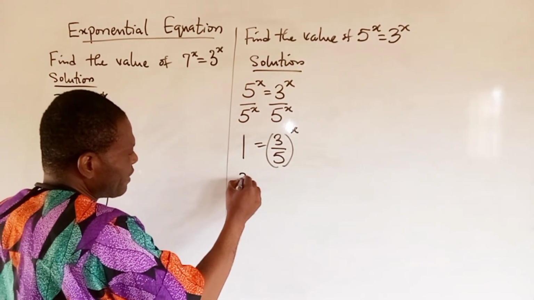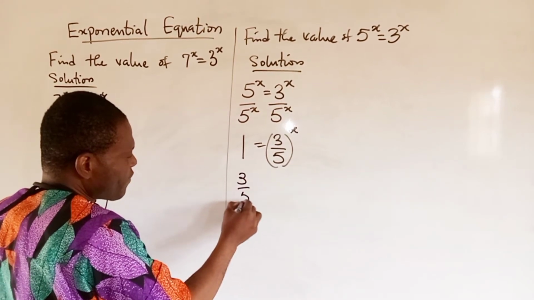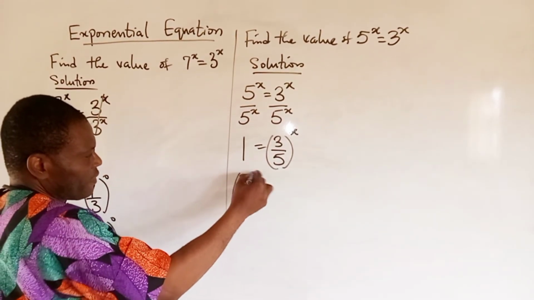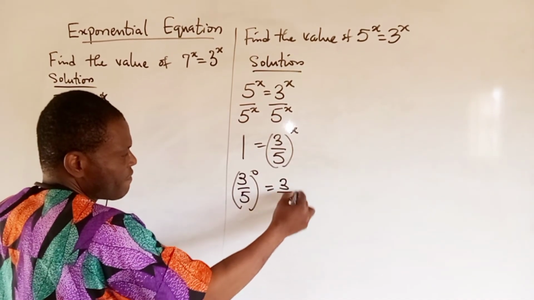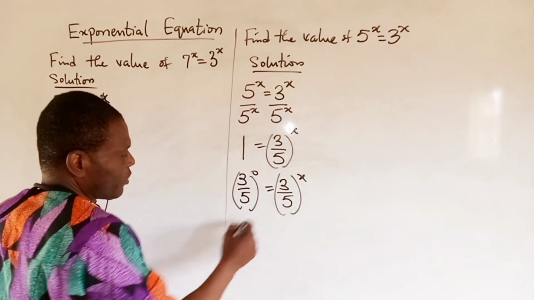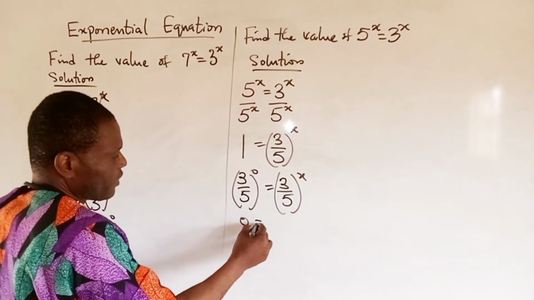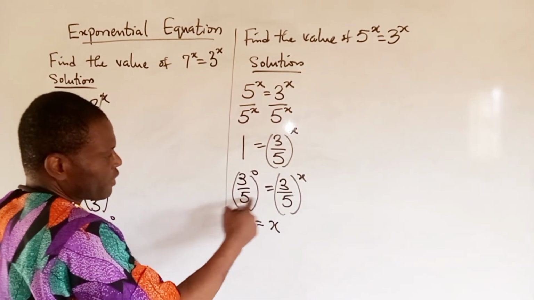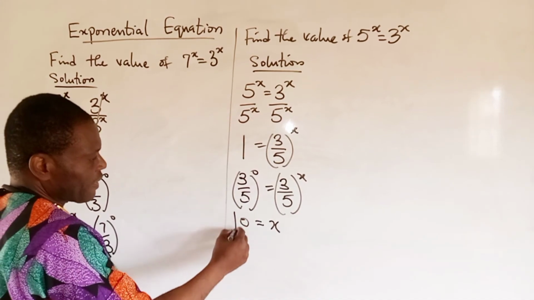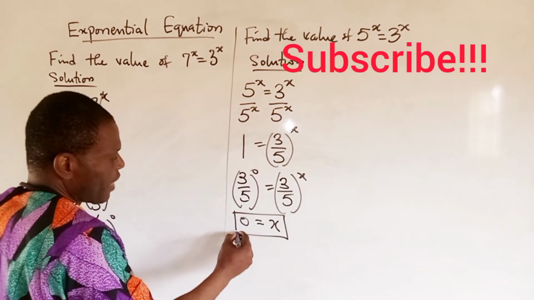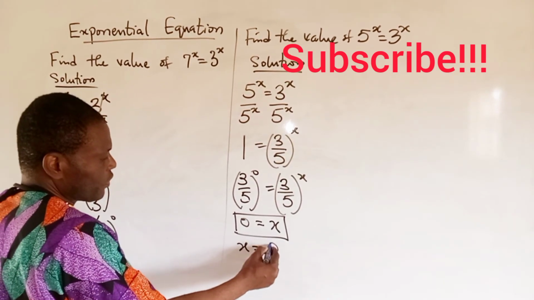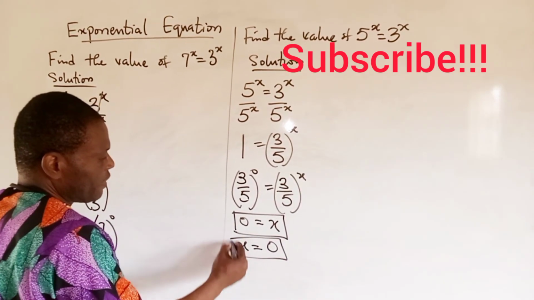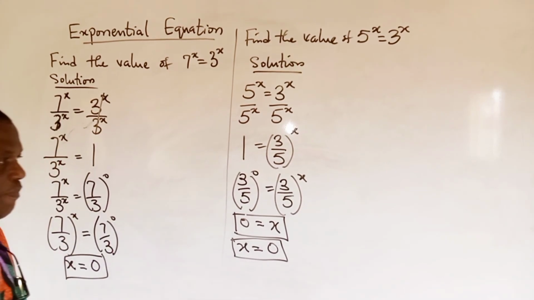So I can write 3 divided by 5 raised to power 0 equals 3 divided by 5 raised to power x. So therefore, 0 equals x because the bases are equal, and that gives me the value. I can also reverse it to be x equals 0, which will also give me the value. Same thing. Thank you.